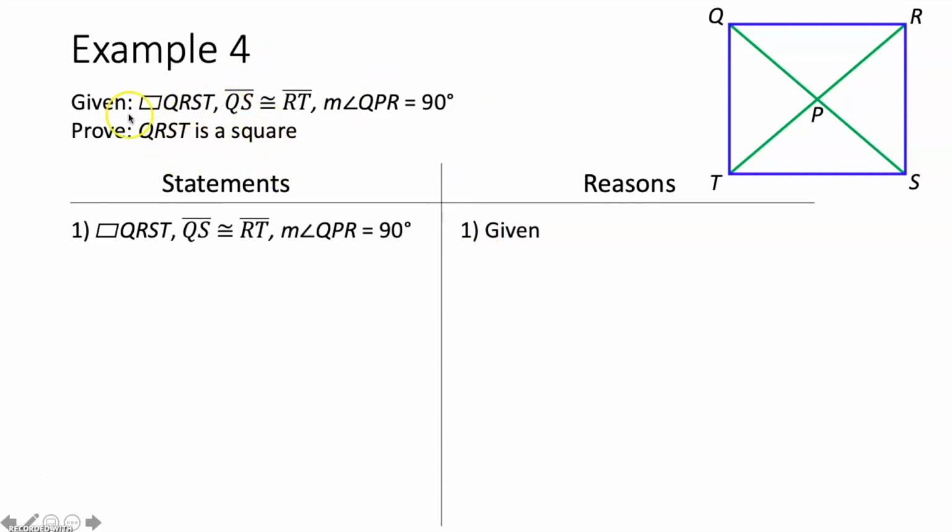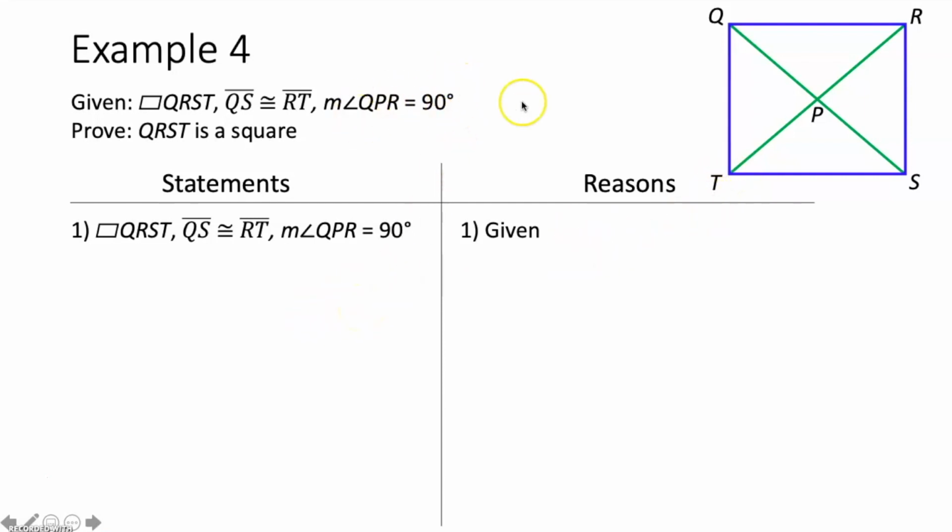Well, we're trying to prove that QRST over here is a square. To do that, we have to show that it's both a rectangle and a rhombus. If a parallelogram, like we have here, is a rectangle and a rhombus, then we know it must be a square. That's one of our theorems before. So from what we're given, can we prove that this is a rectangle right off the bat? Yeah, it's a parallelogram that has congruent diagonals. Any parallelogram that has congruent diagonals is a rectangle. So we could say that this is a rectangle.